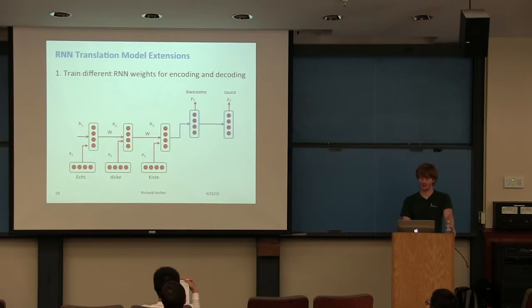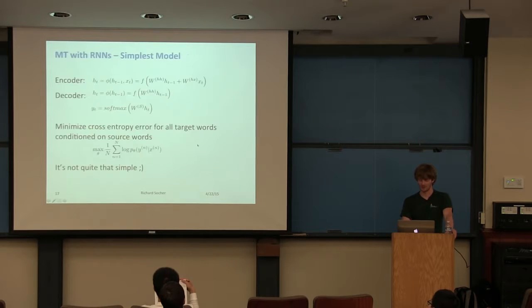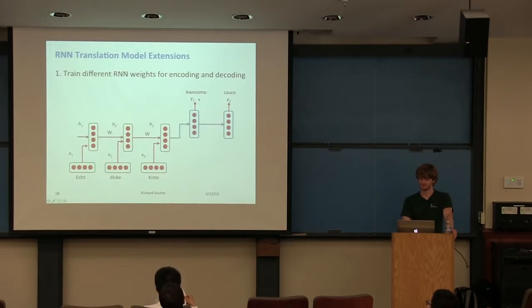Does that make sense? So here I kind of quickly just say this is a different color, and what I mean by that is we have a different WHH here for source and target, or a different phi function. Does that make sense so far? Great.